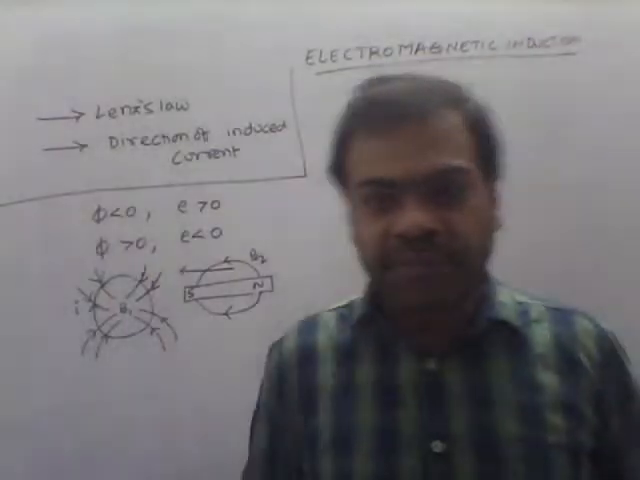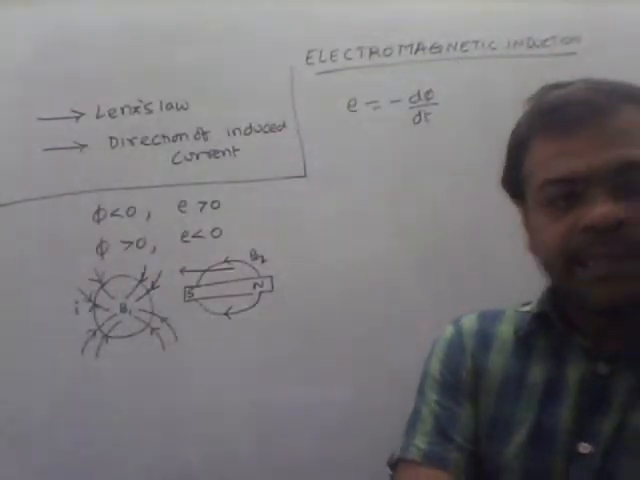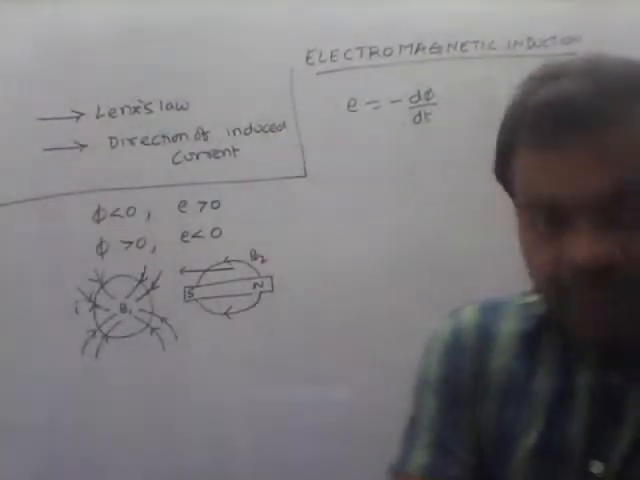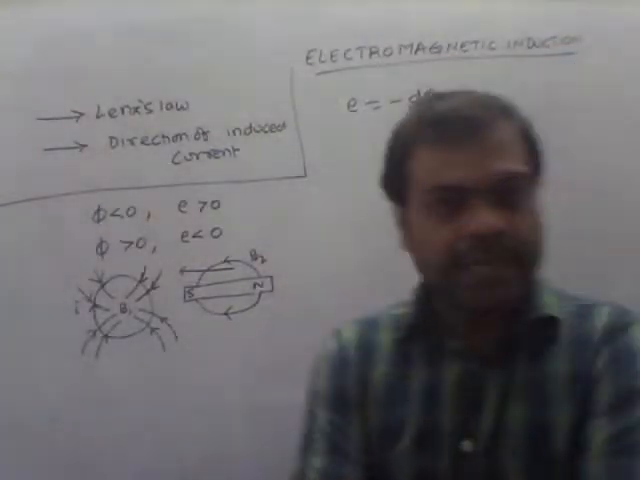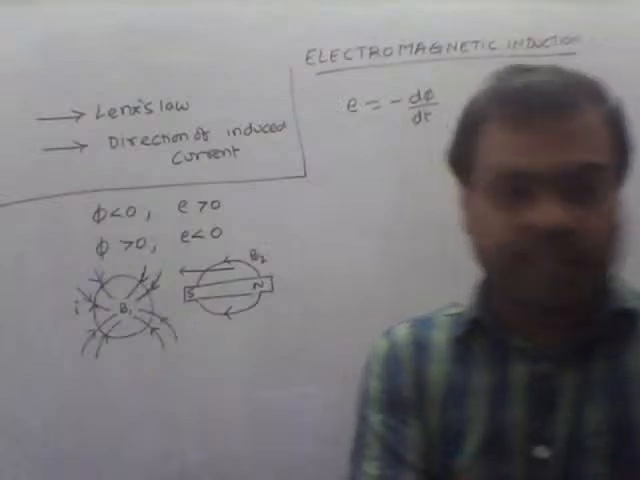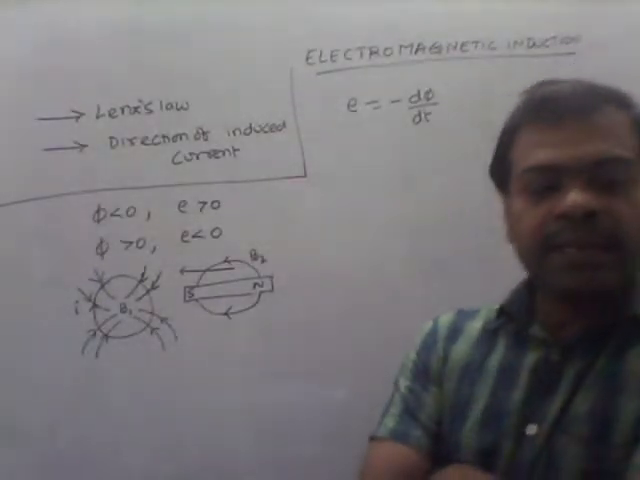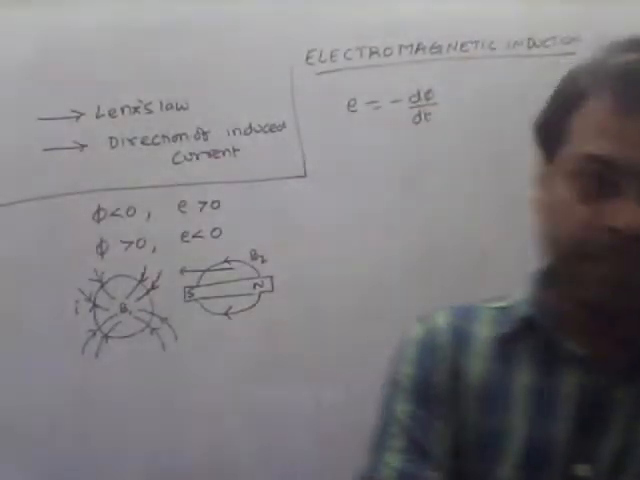Here we have different cases in which we need to find the direction of the induced current. Firstly, let me explain the induced current. What will be the value of the induced current and induced charge? And then I will go to the different cases and show how we identify the direction of the induced current.